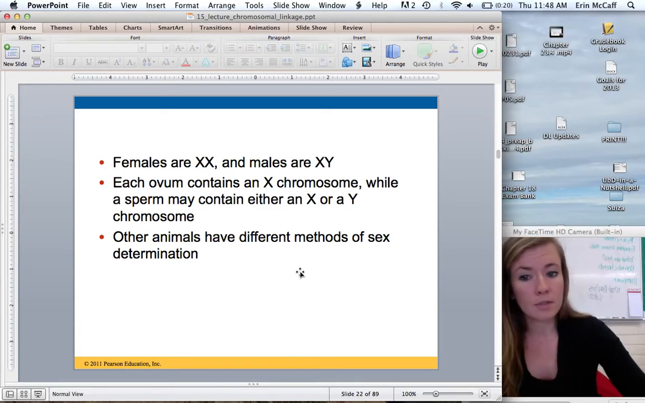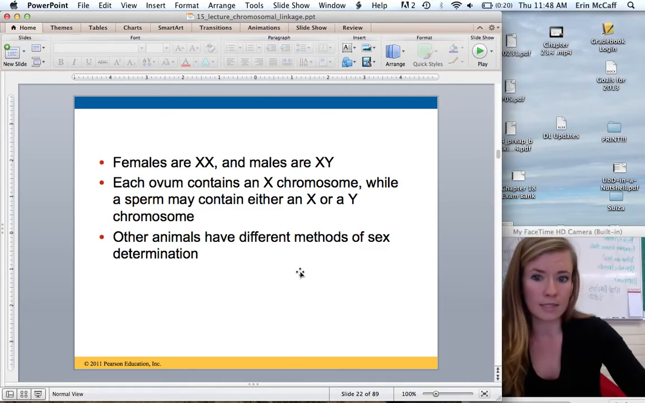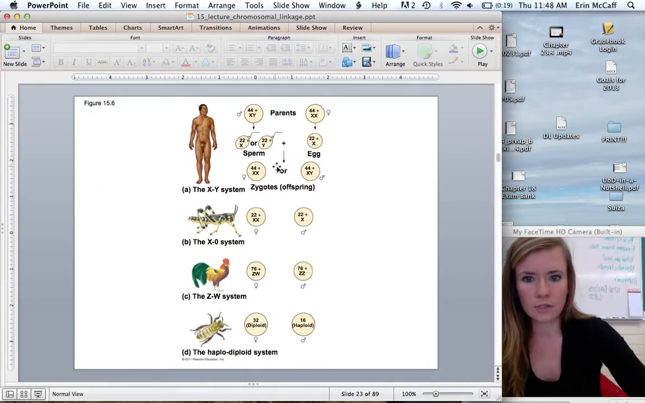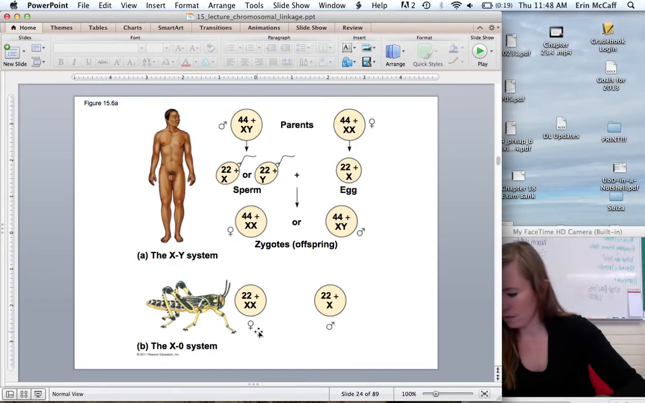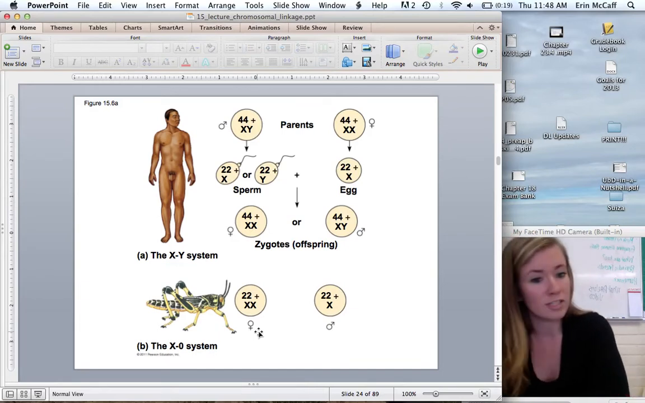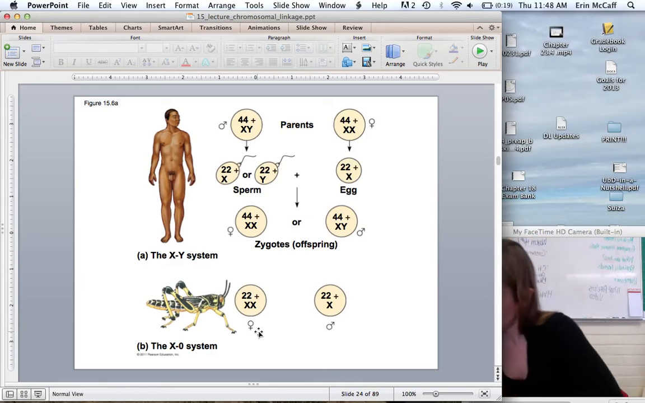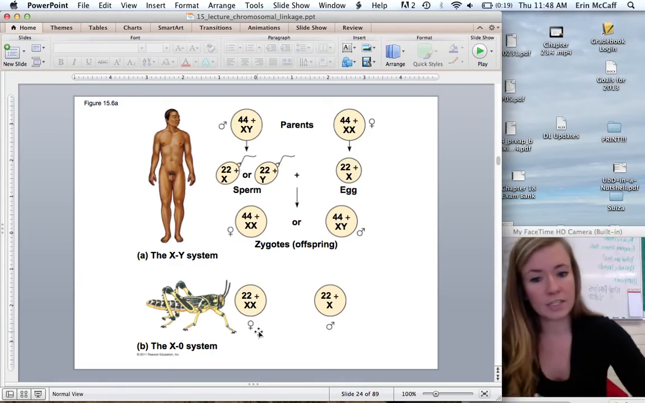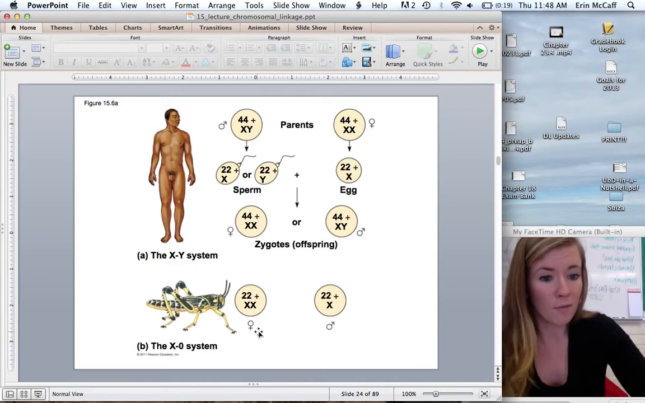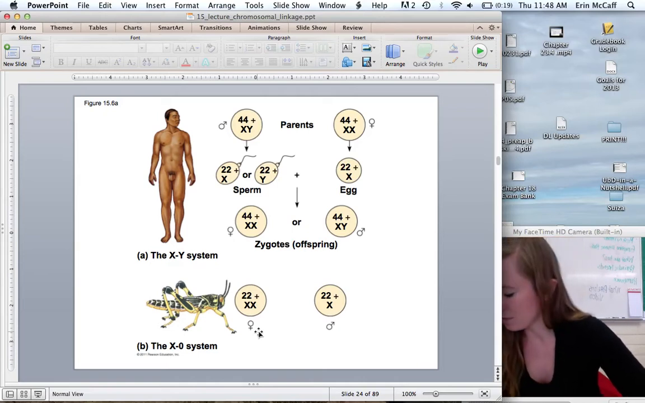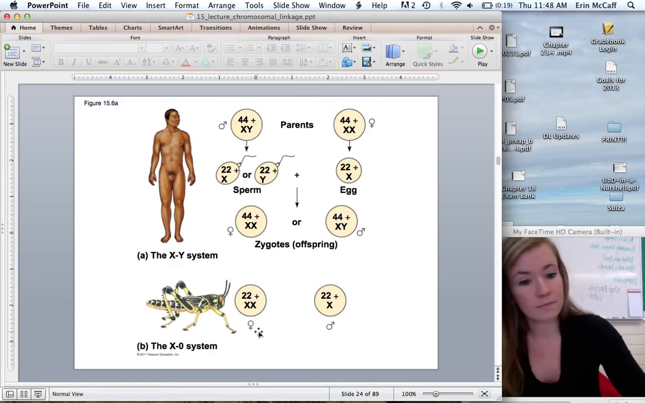A lot of other mammals use chromosomes for gender determination, but they don't necessarily use the XY system. So here's humans. We use the XY. You know this. There's the X0 system, which is used by grasshoppers, cockroaches, and some other insects. Basically, females are XX and males are X nothing, so it's called the XO. They only have one X chromosome, and that determines for them to be male or not.